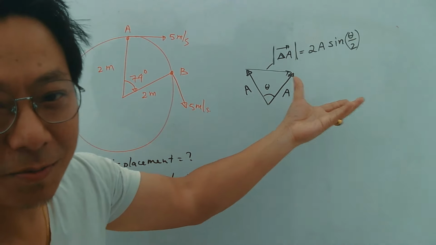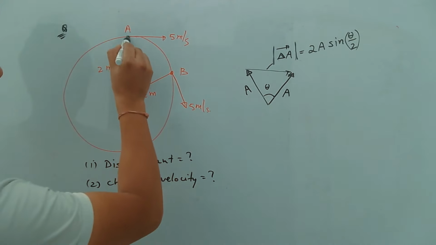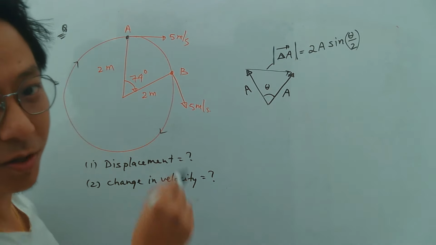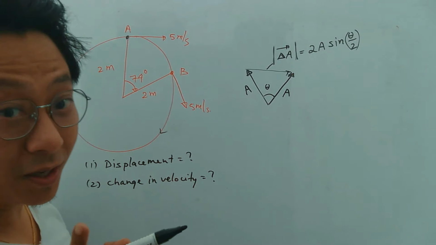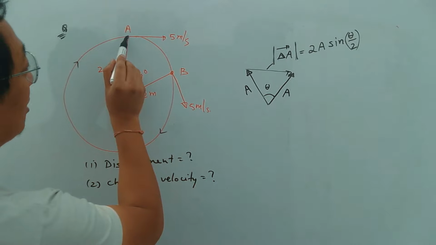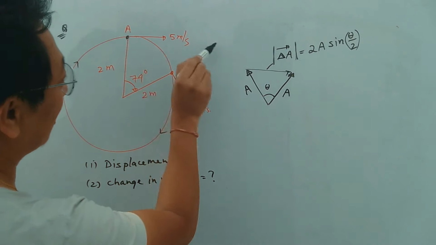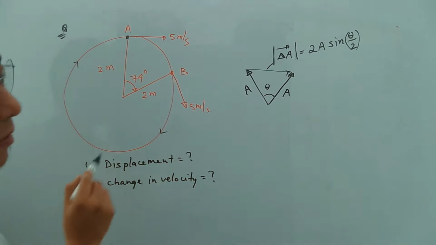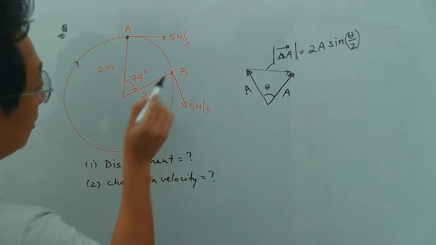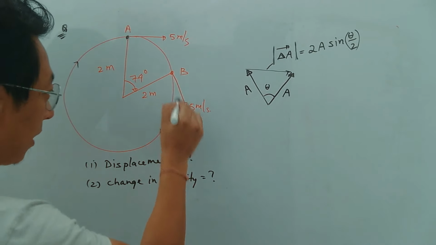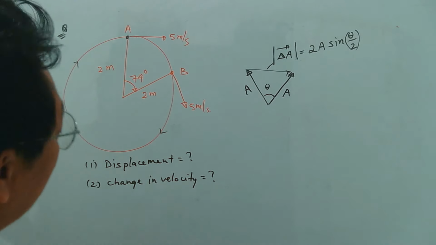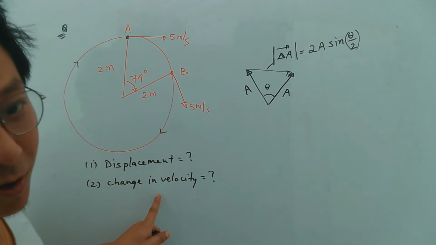Let us apply this concept to a simple question. So you have a particle which is going in a circular motion, and this is uniform circular motion. So the speed remains constant. Speed meaning the magnitude of velocity. So when the particle is here, its velocity has magnitude 5 meter per second in this direction, and the radius is 2 meter. When the particle comes here, it rotates by 74 degree, and when it reaches here, its velocity has the same magnitude 5 meter per second, and obviously the radius is also the same, 2 meter. You need to find displacement and change in velocity, right?